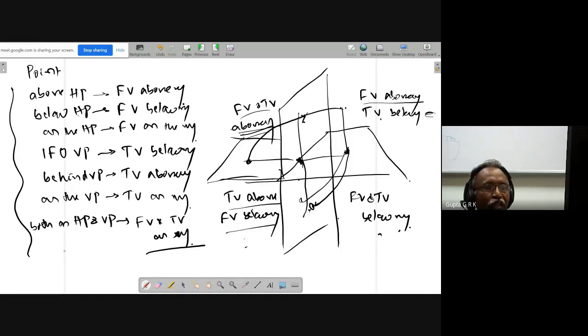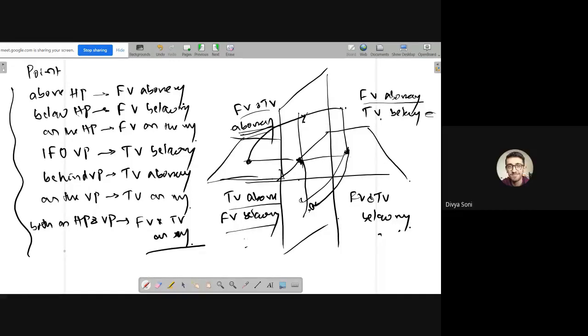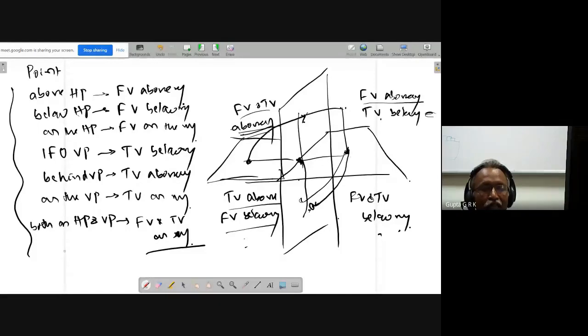Is everything okay? Yes, sir. Understand, the information related to HP goes to front view. The information related to VP goes to top view. In front of VP means I can talk about top view only. In front of VP or behind VP, I can talk about top view below XY or above XY. And above HP or below HP, I can tell about front view, whether it is above XY or below XY. So this must be clear.